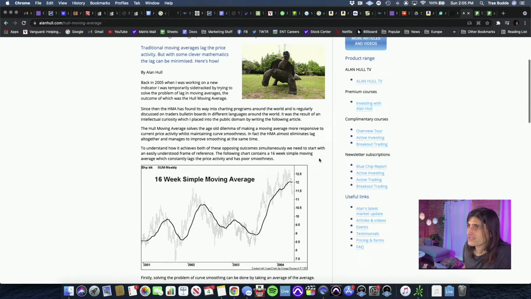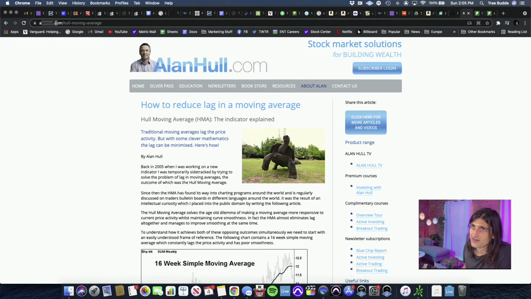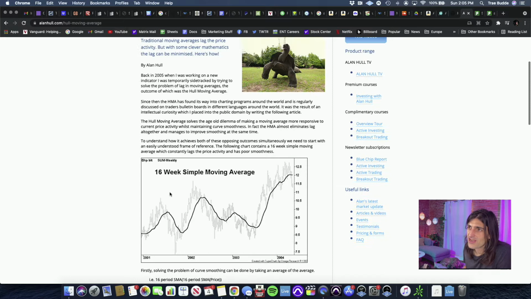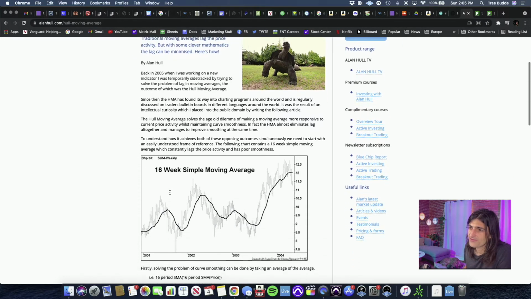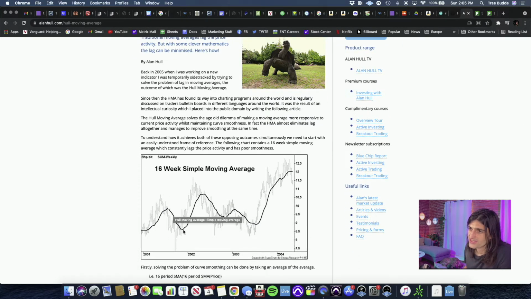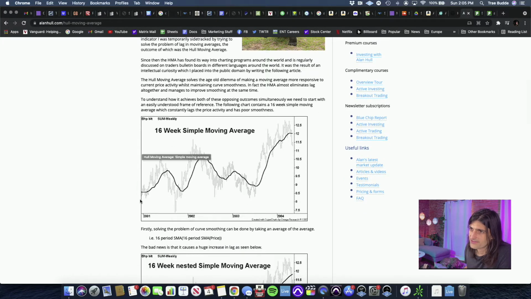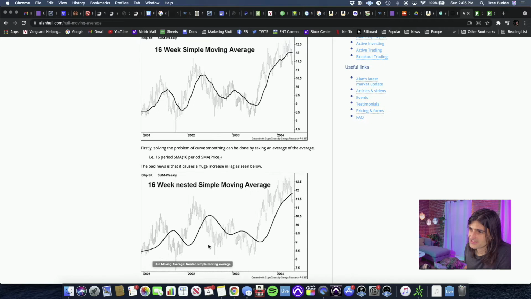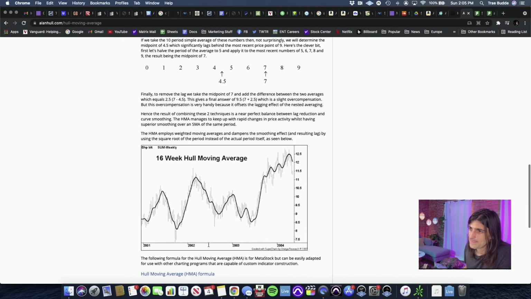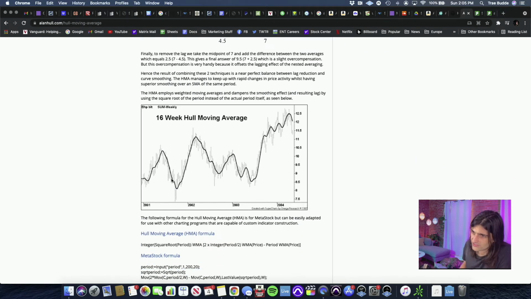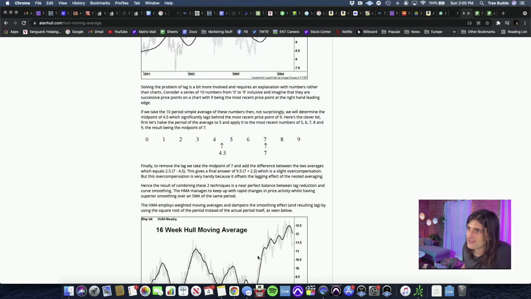If I go over here, the man himself, Alan Hall, wrote an article. You can check it out if you want to check it out yourself, explaining how he comes up with his moving average indicator, which is designed to cut off the lag of the moving average. Here's a simple, here's a nested, you can see the lag time, and then here you can see his, which closely follows the candlesticks.